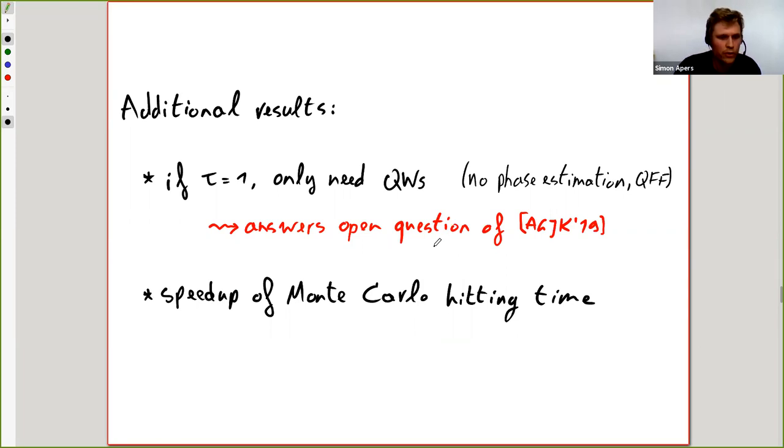And then we also prove a speedup on Monte Carlo hitting times. Like the hitting times that we defined, the expected number of steps, basically Las Vegas hitting times, you can also define Monte Carlo hitting times. It's a variant on that. Okay, so what I'm going to do now is give some technical results that we have, just to give a taste of how we did things. But I think it would be a good point to ask if there are any more questions on the results at this point.